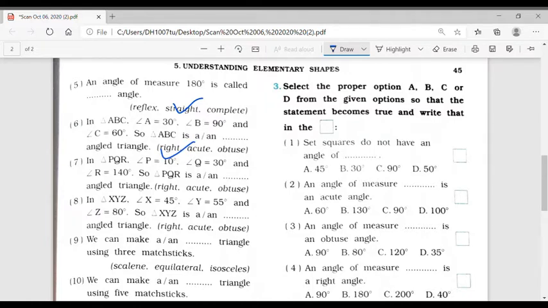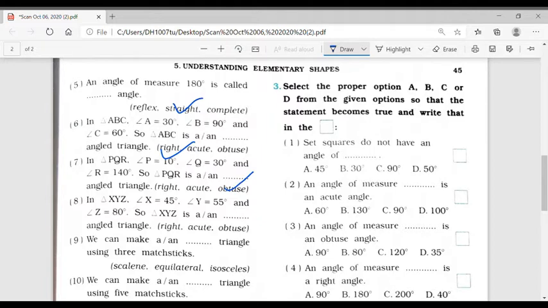Now question number 7, in triangle PQR, angle P is 10 degree, Q is 30 degree, and angle R is 140 degree. Then what is this triangle called? Obtuse angled triangle. If one of the angles of the given triangle is more than 90 degree, then it is called obtuse angled triangle.